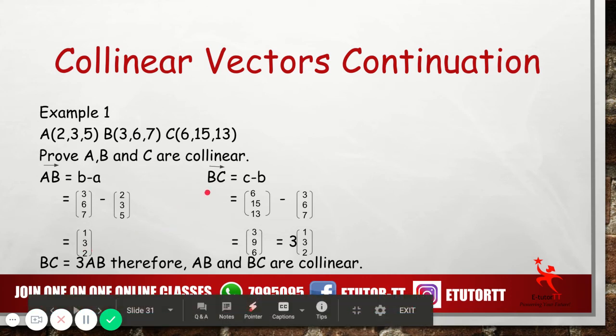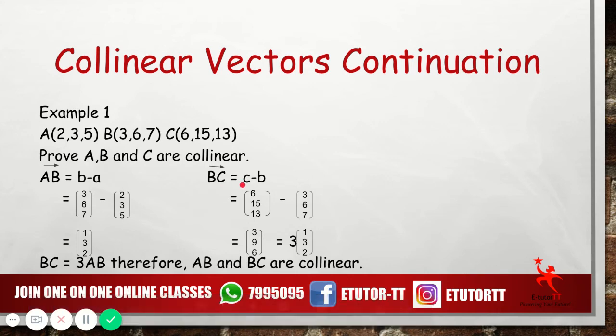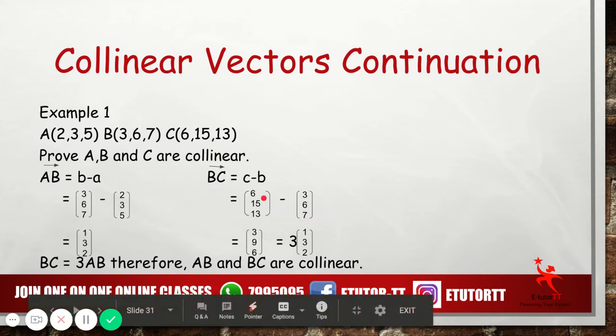Then we have vector BC equals C minus B, which is (6, 15, 13) minus (3, 6, 7). We have 6 minus 3 is 3, 15 minus 6 is 9, 13 minus 7 is 6. And now, as I said before, you look at both of them and see if we could figure out what number times these smaller numbers will give you the bigger one, or we can divide. Let's try multiplying first. Well, we know 1 times 3 equals 3, so now we could try 3 for all of them and see if it works.